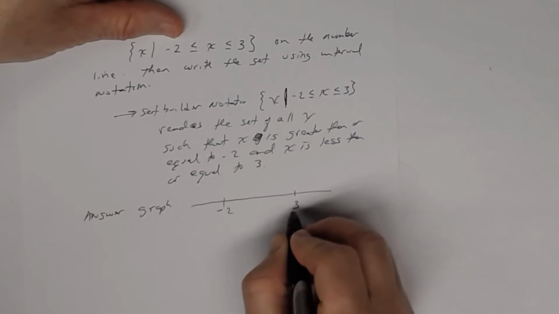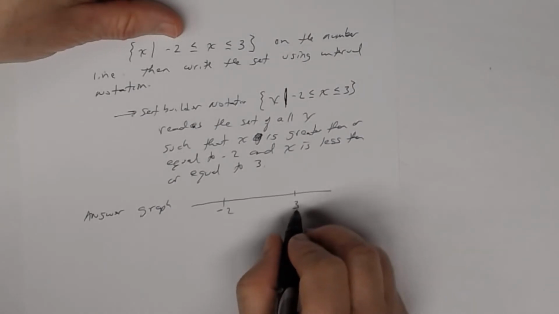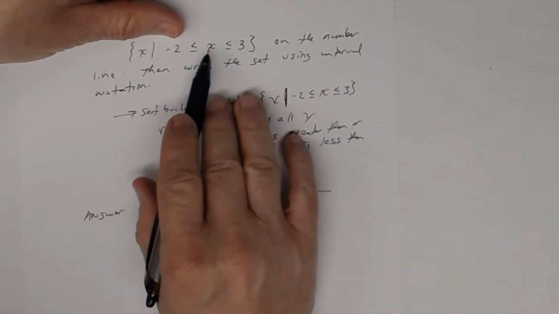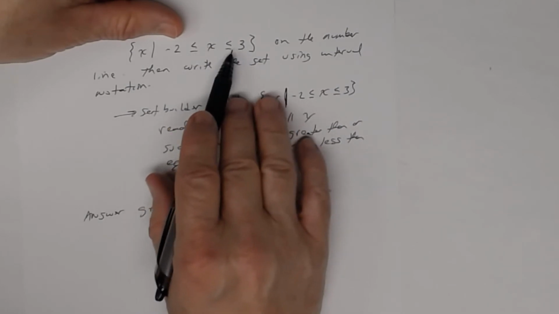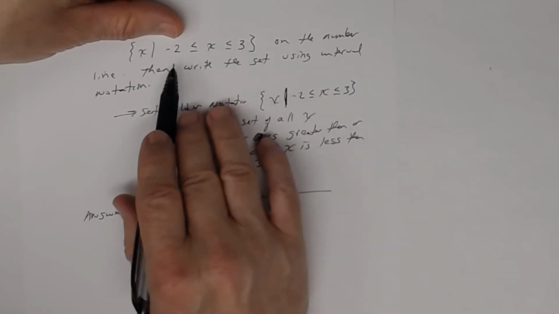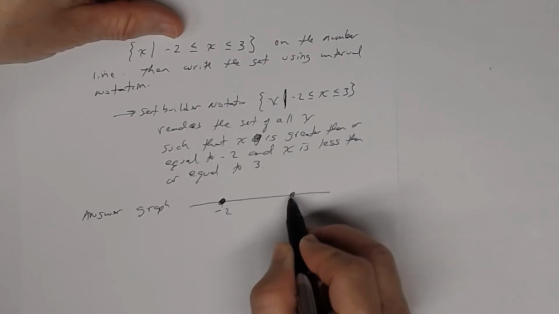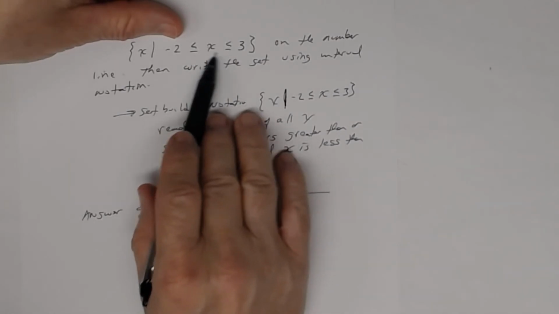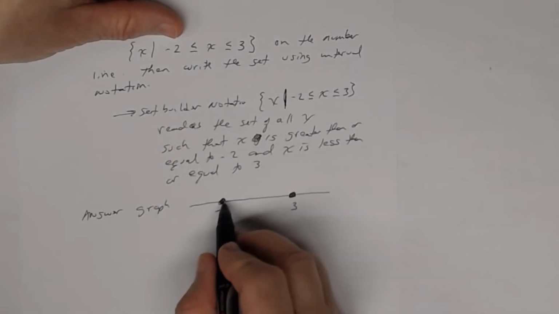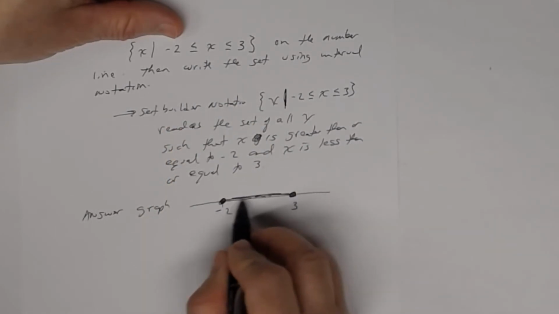So -2 is to the left of 3. Notice that both -2 and 3 have equal signs, so both of those are included, meaning that you're going to put a closed circle on both of those. And you want to shade in every real number that's between them. So there's your graph.